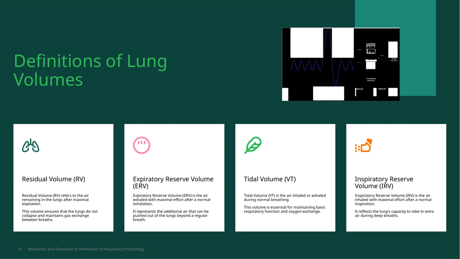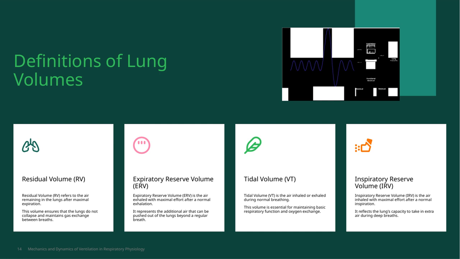Next up is expiratory reserve volume, or ERV. This is the extra air you can push out of your lungs after a normal exhalation. Think of it as the additional effort you make to exhale more air than usual, kind of like squeezing out that last bit of air. When we discuss lung volumes, we also have tidal volume, or VT. This is the amount of air you inhale or exhale during everyday, normal breathing.